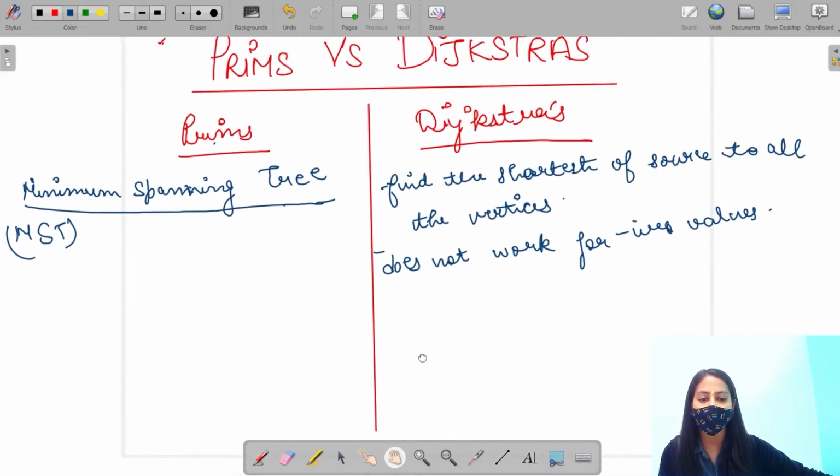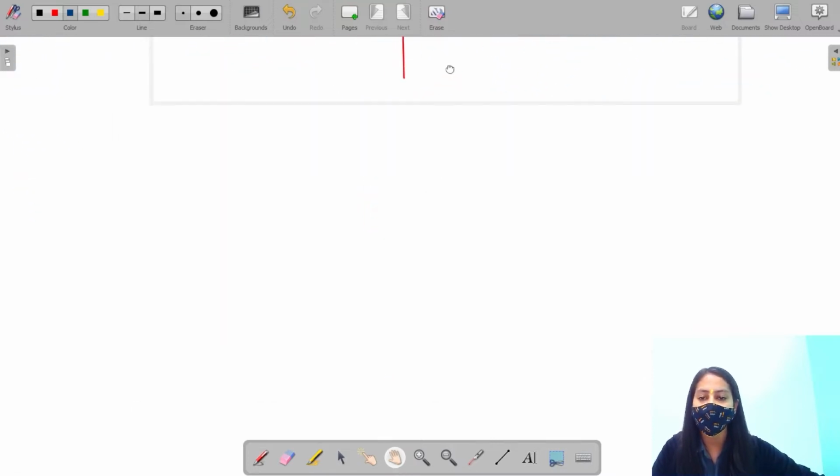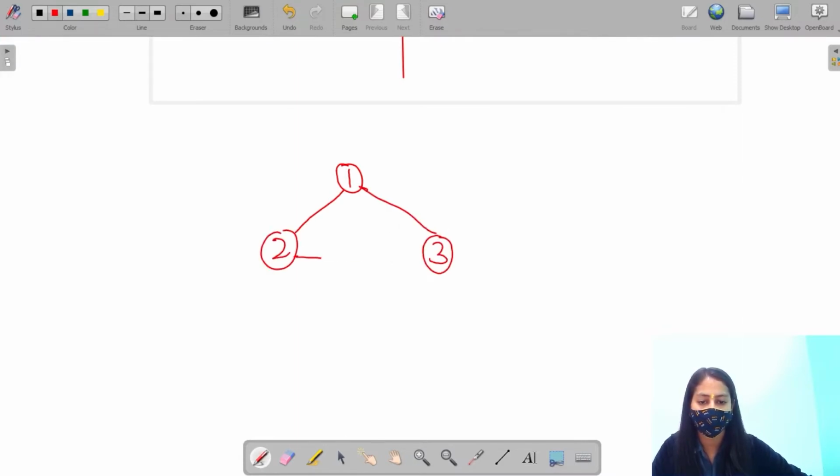Sometimes there is a confusion that while finding the minimum spanning tree of a graph, you are able to find the shortest distance of the source to all the vertices also, but this is not necessarily true, right? So let's take an example. Let's suppose your graph is like this, right? So the weights are 4, 5, 2, right?